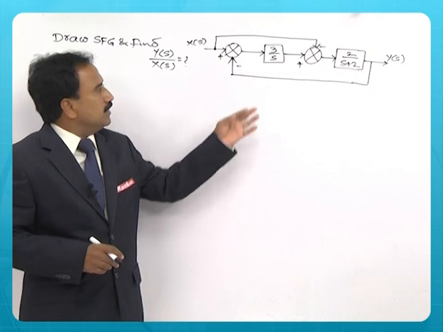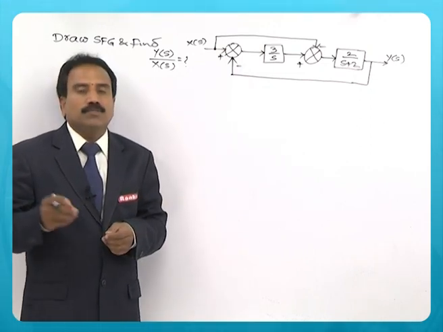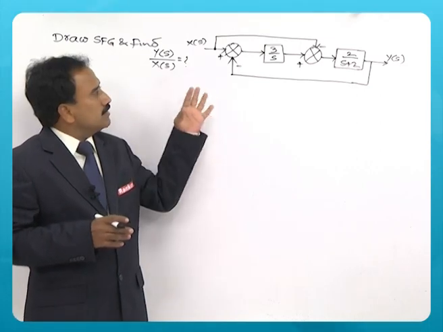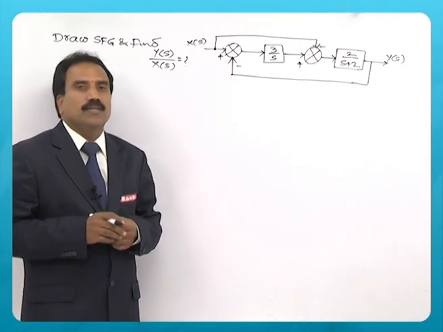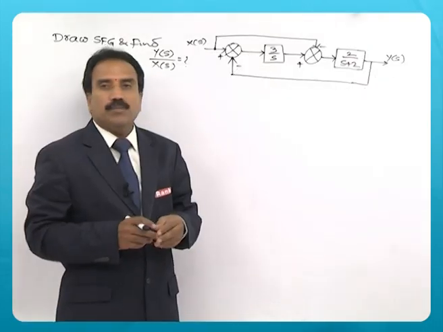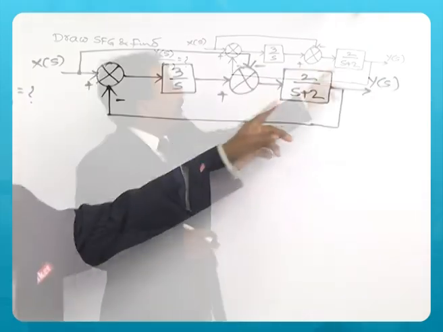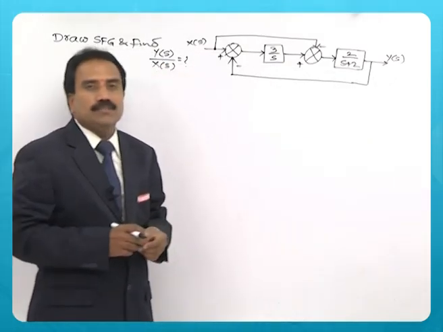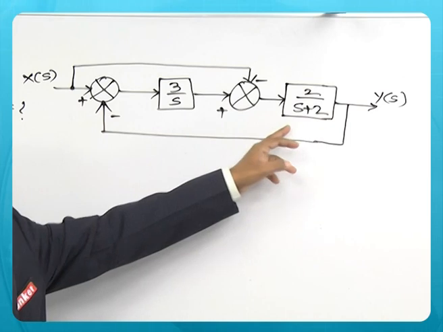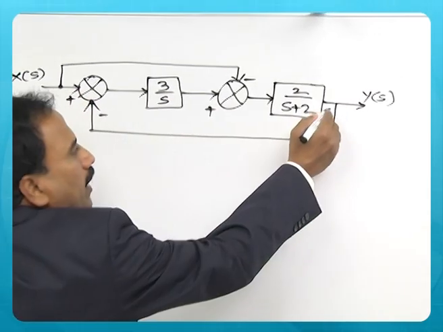Let us see this problem. It was given in a previous GATE exam, and it looks like a simple block diagram. I say that it is simple because there are not too many summing points, blocks and takeoff points. Hardly you have 2 summing points, 2 blocks and 2 takeoff points.